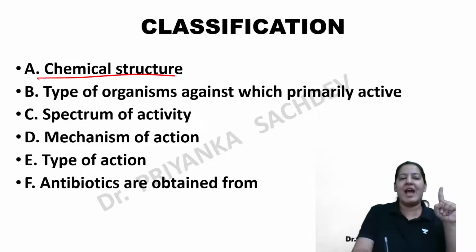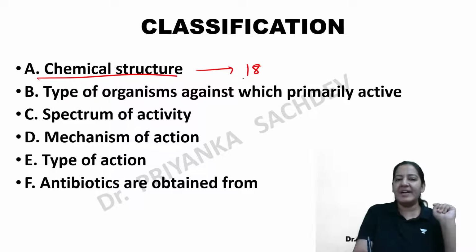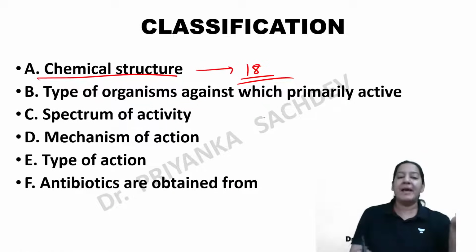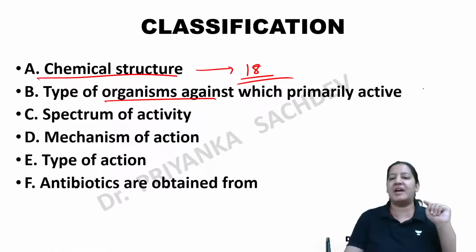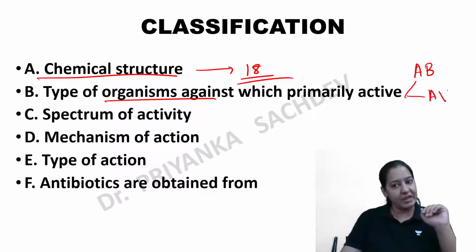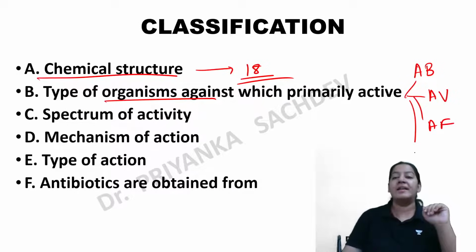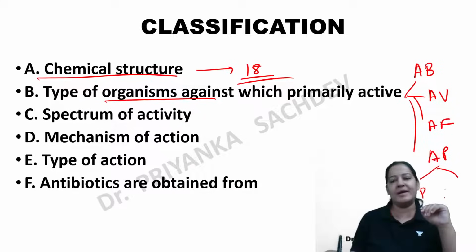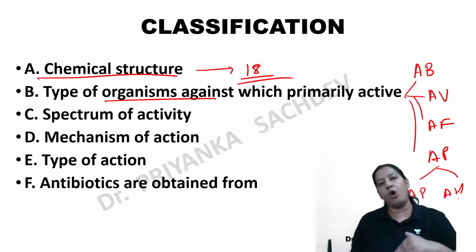The first way is based on chemical structure, based on which we divide the antimicrobial drugs into 18 different classes, but not important. Second, based on the type of organisms against which they are active: they are either antibiotic, that is antibacterial, or antiviral, antifungal, or antiparasitic. The antiparasitic are further two types, antiprotozoal and anthelmintic. We will be studying all today.